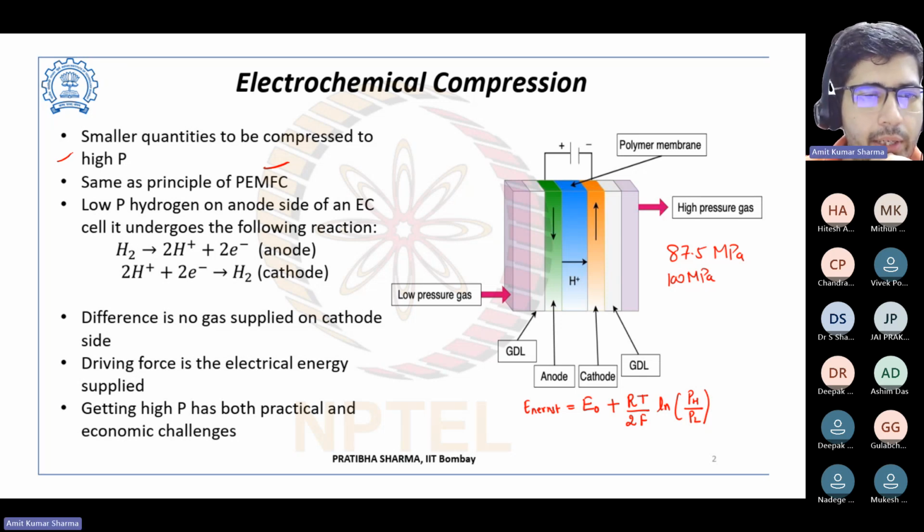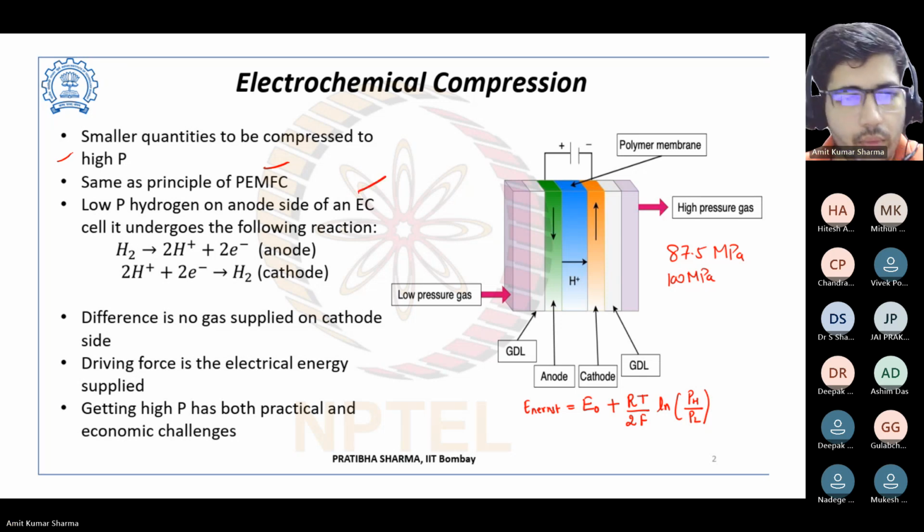Low pressure hydrogen is supplied on the anode side of the compressor, and it undergoes the following reaction. At the anode, the hydrogen will convert into hydrogen ions and two electrons. The hydrogen ions pass through the membrane to the cathode side. The electrons come through the external circuit and they will combine at the cathode. So the difference is that in the PEM fuel cell, your cathode is open, but here it is closed. There is no supply on the cathode side.